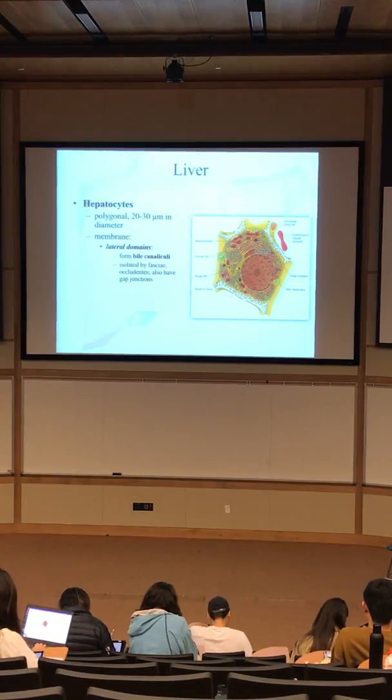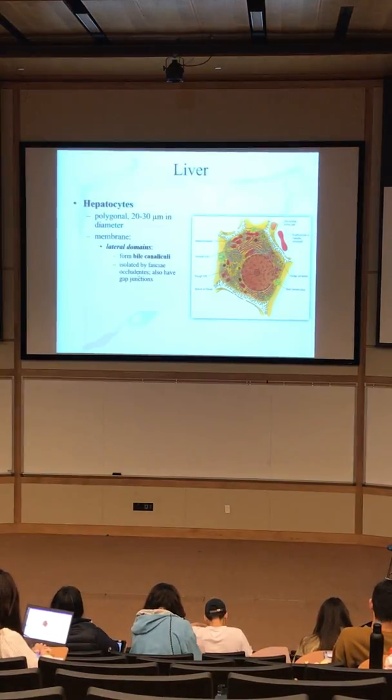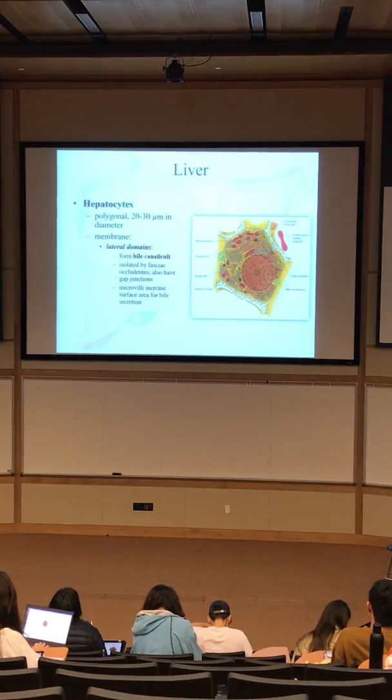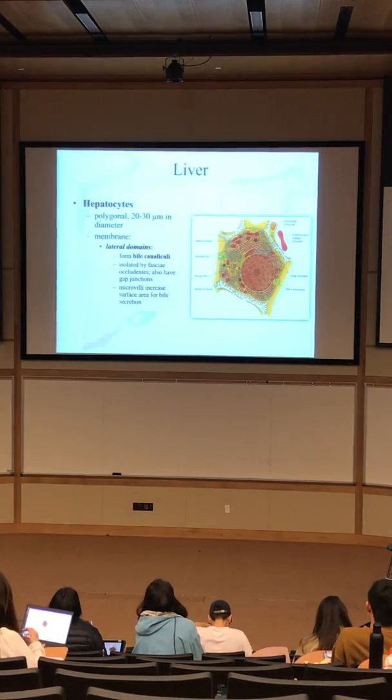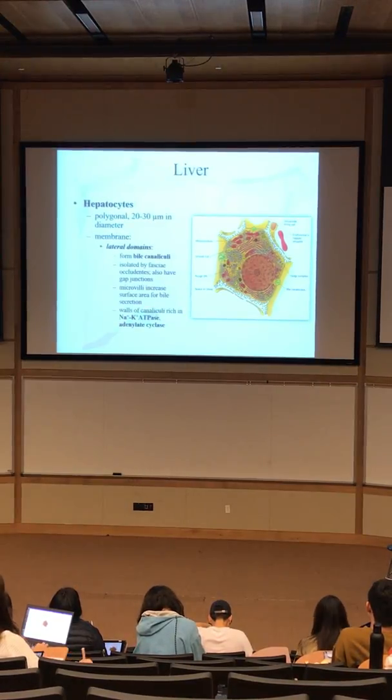And so these are isolated by what we call fascia occludentes. It's similar to a zonula occludens, just not as all-encompassing as a zonula occludens. And there are also gap junctions between the hepatocytes. There are microvilli, which increase the surface area. So you can see in the canaliculus, there are what look like little dots. Those are the little microvilli. The walls of the canaliculi are rich in sodium-potassium ATPase. They have adenylate cyclase, so pumping type mechanisms are going on.